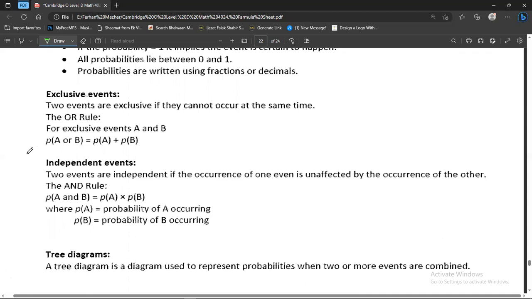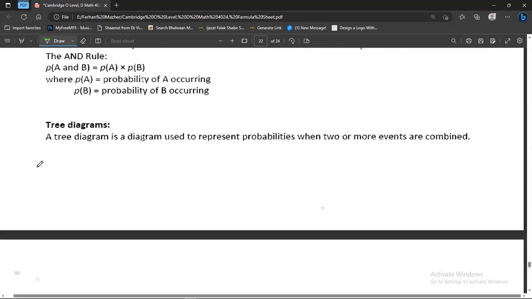Independent events. Two events are independent if the occurrence of one event is unaffected by the occurrence of the other. The AND rule: the probability of A and B is the probability of A multiplied by the probability of B. Then we have the tree diagram.